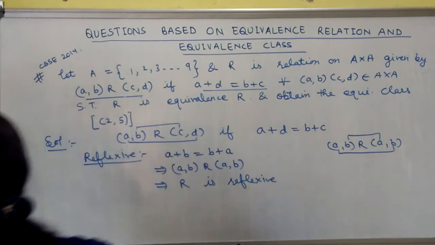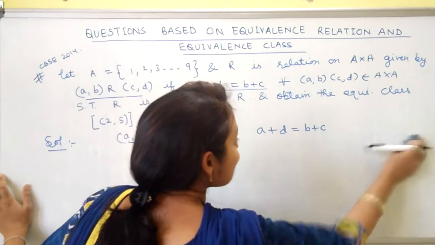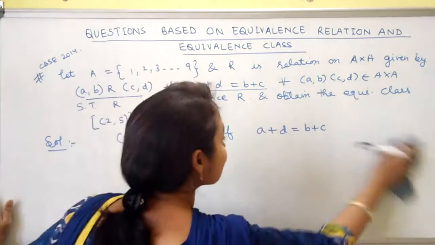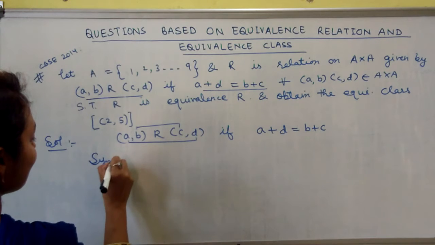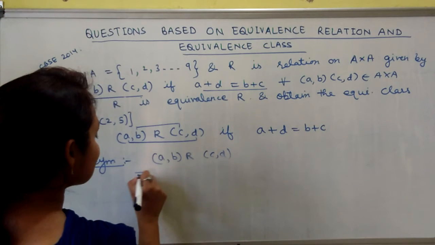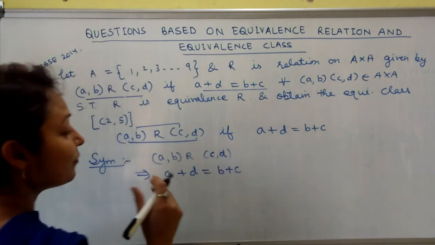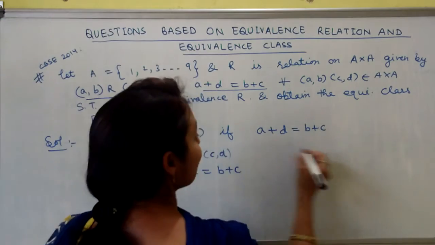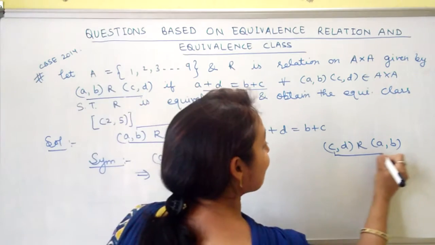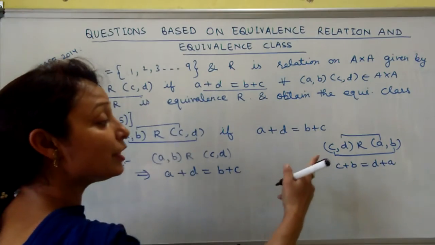Now come to the symmetric relation. How can we solve it for the symmetric relation? For symmetric relation, we have to prove it for two ordered pairs. First, symmetric. For symmetric, (a, b) related to (c, d). This implies a plus d equals b plus c. We have to prove (c, d) related to (a, b). That means we need to prove c plus b equals d plus a. We need to prove this.